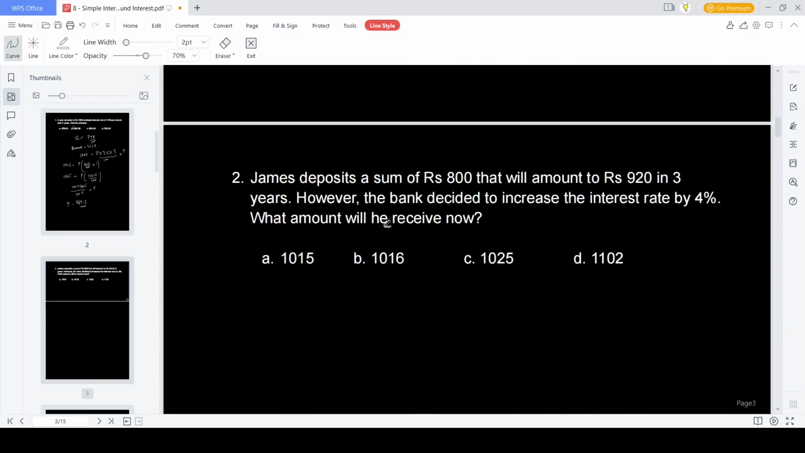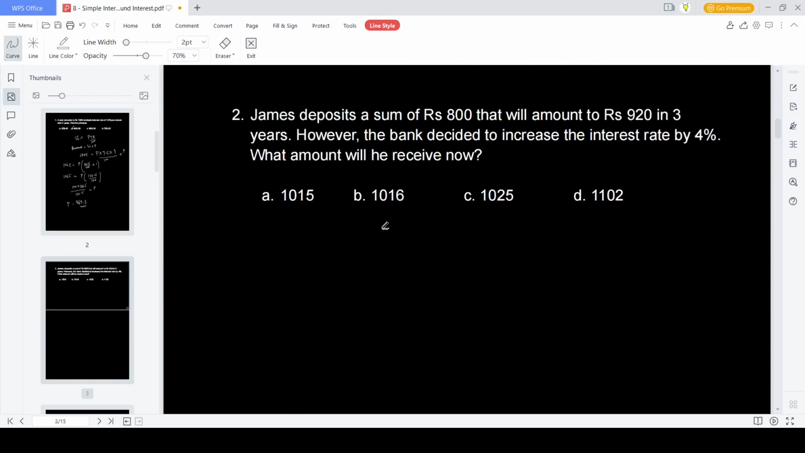The next question. James deposits a sum of 800 rupees that will amount to 920 in 3 years. However, the bank decided to increase the interest rate by 4%. What amount will he receive now? Let us assume it is simple interest because it's not given. So James deposits, the principal amount is 800. It will amount to 920 in 3 years.